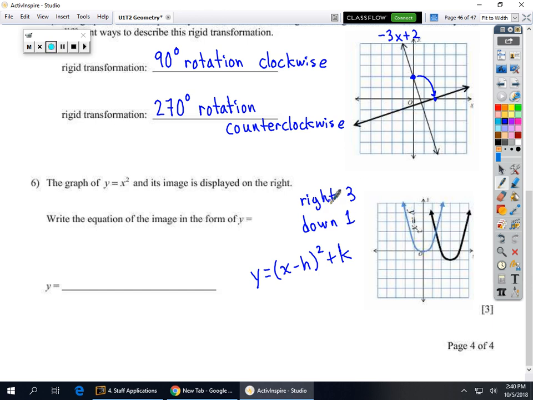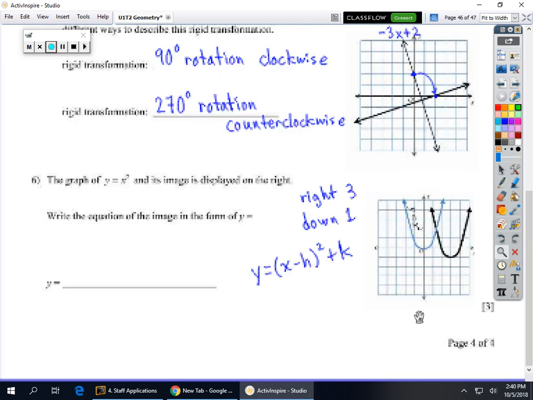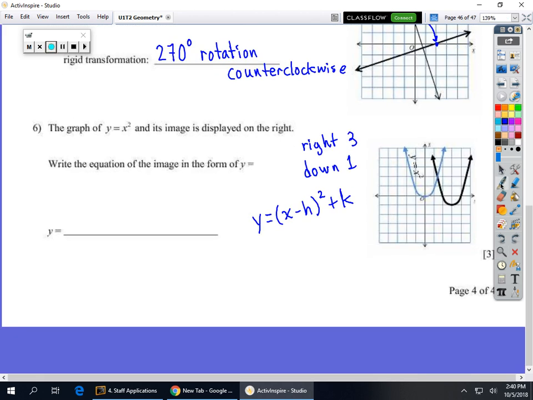I've moved to right 3. You're going to put a 3 there. Down 1. You're going to put a 1 there. So I'm just going to fill these into the equation. So y equals, oh lovely, it's already here. Parentheses, x minus 3, squared plus 1. That's kind of funny.